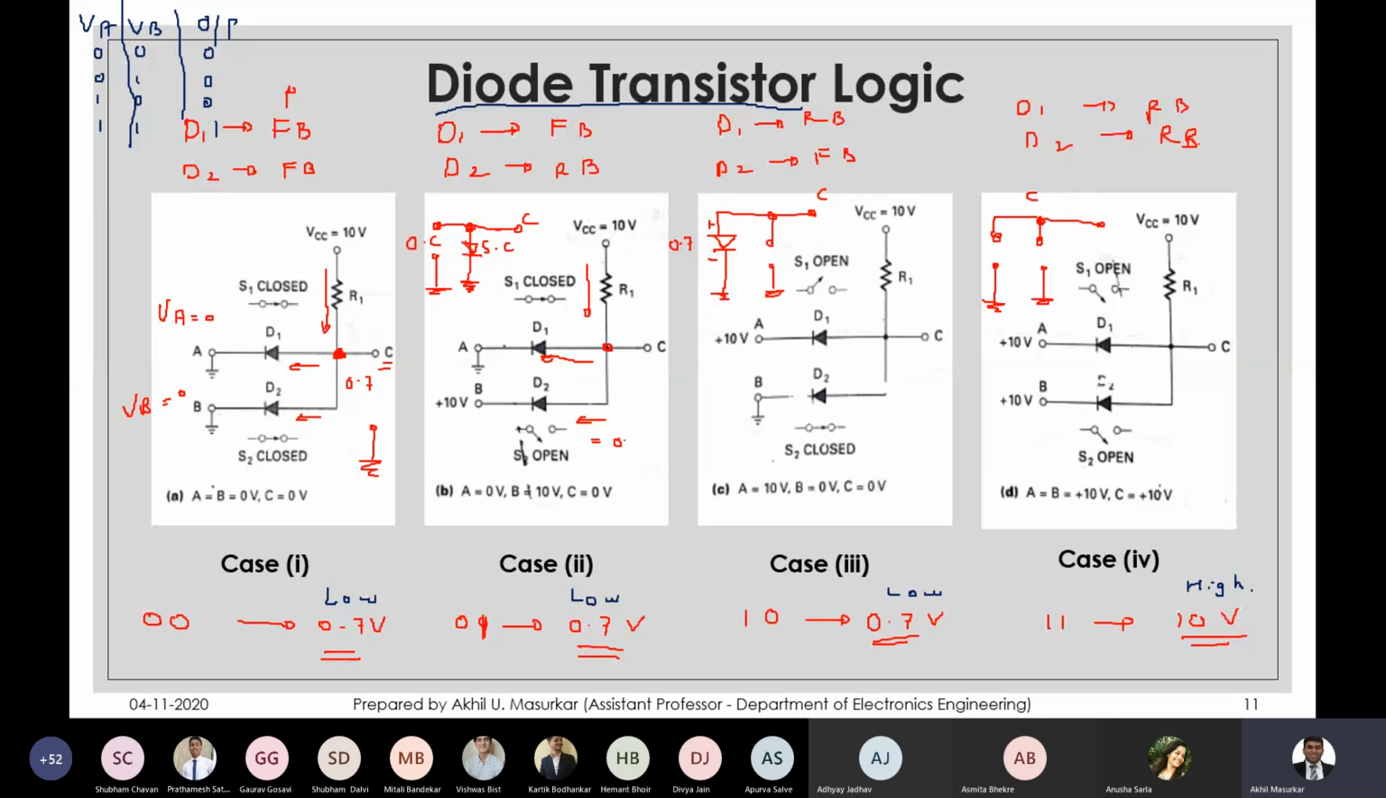So you can actually build this gate on a breadboard. You have to just take one diode and one resistance. Resistance can be just a 10 kilo ohm resistance. I think building the gate is not very difficult.